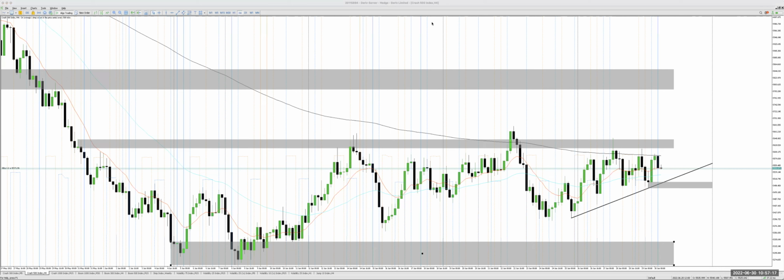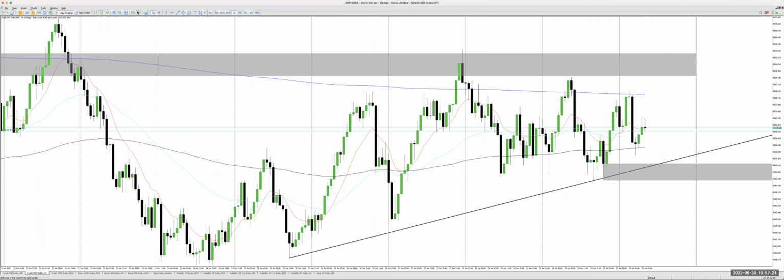So now we're going to drop to H1. On H1, price is rejecting off the 800 EMA. So you want to mark the high of the day, the low of the day. Okay, so this is the high.